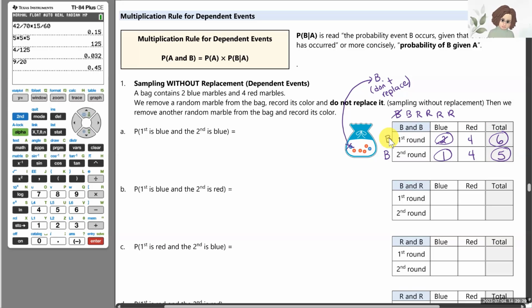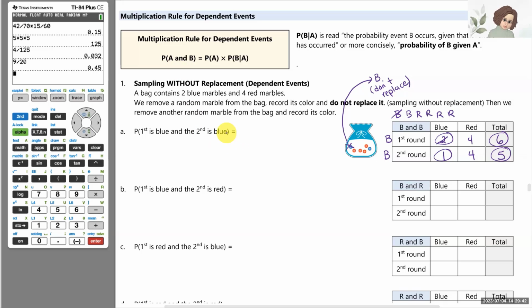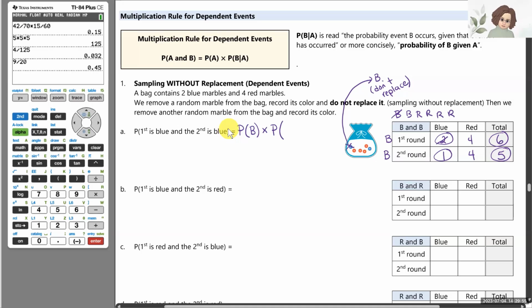What happens on the first event affects future events. So let me show you notation. So it's still the multiplication rule. It's still the multiplication rule. So we would find the probability the first one is blue. I'm just going to write probability of blue. And then we're going to multiply that by the probability that the next one is blue.